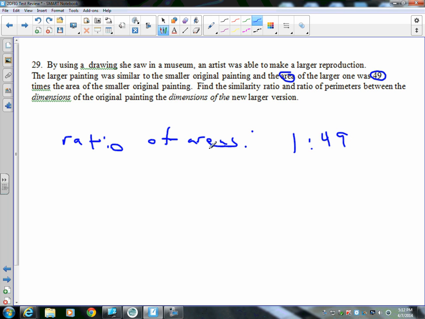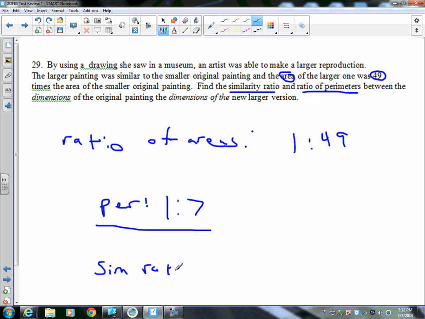To go backwards again to find the ratio of perimeters, we just take the square root. The square root of 1 is 1, and the square root of 49 is 7. It says find the similarity ratio and the ratio of perimeters. Well, the ratio of perimeters we found was 1 to 7. Similarity ratio is going to be the exact same thing, also 1 to 7.